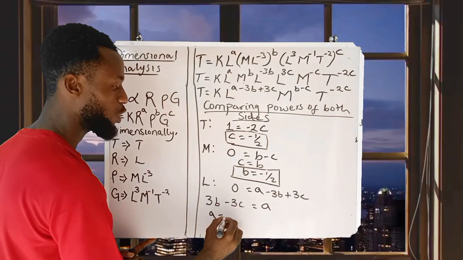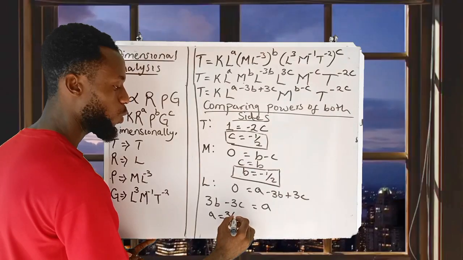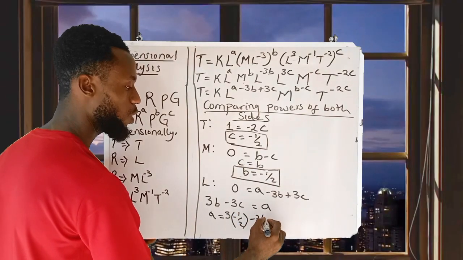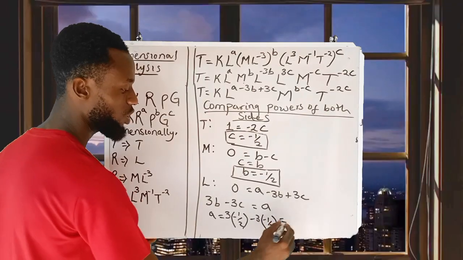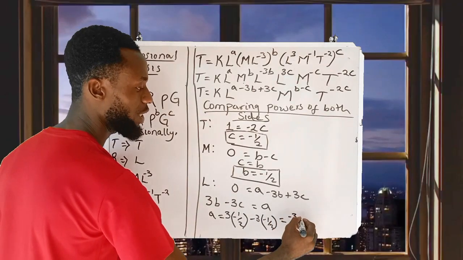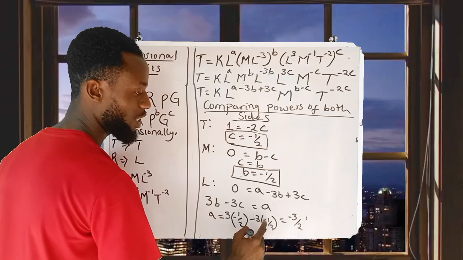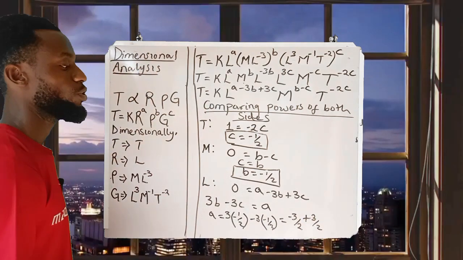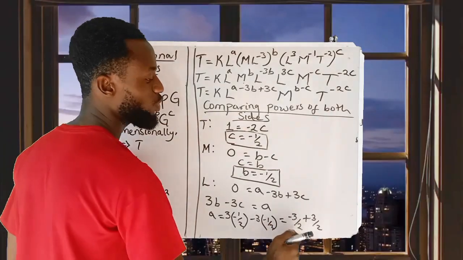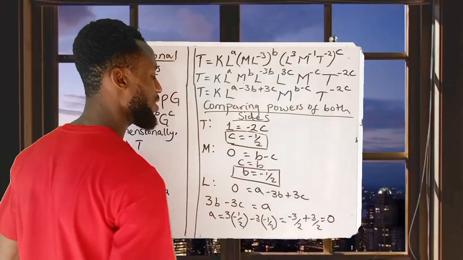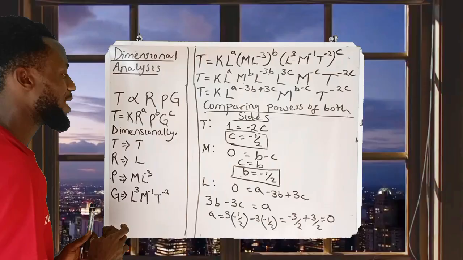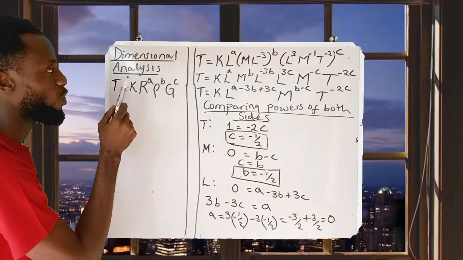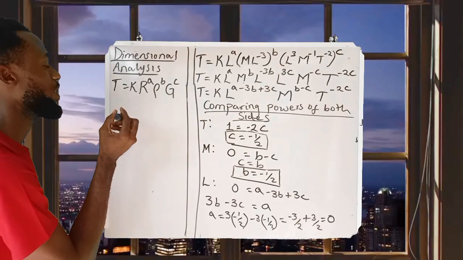So that means that our a becomes 3 into minus 1 over 2, subtracted from 3 into minus 1 over 2. What does this give us? This gives us minus 3 over 2. Minus times minus now becomes plus 3 over 2. So you can see clearly minus 3 over 2 plus 3 over 2 is going to give us 0. So which means that period of oscillation does not depend on the radius of the star. So this is going to vanish.